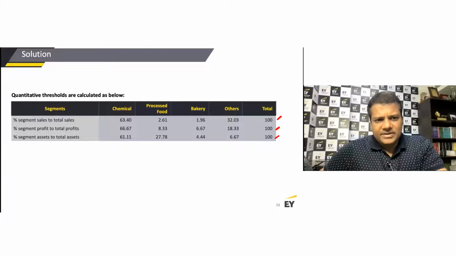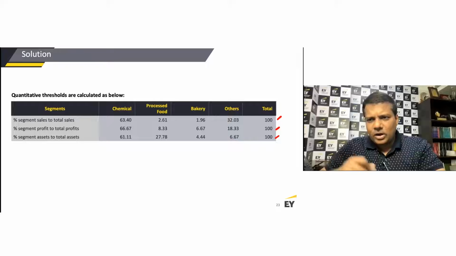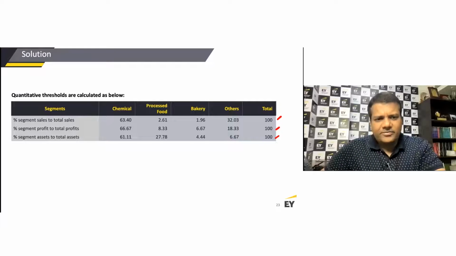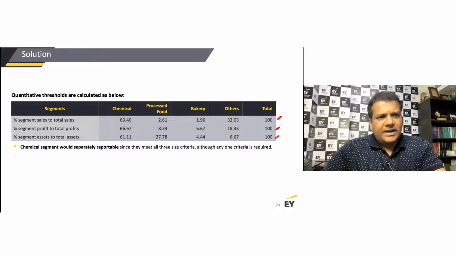So in the previous slide, in the previous question, we had the quantitative information, and we've now put that quantitative information together in percentage form, right? We looked at total sales, internal and external put together, and then we looked at the profits and the assets. All of that is what we looked at.